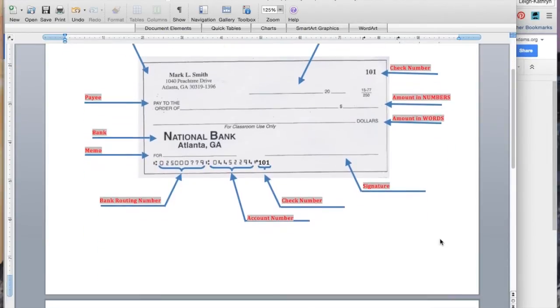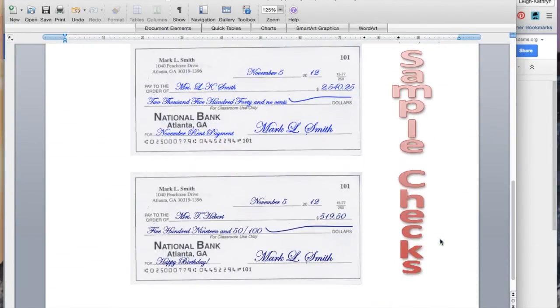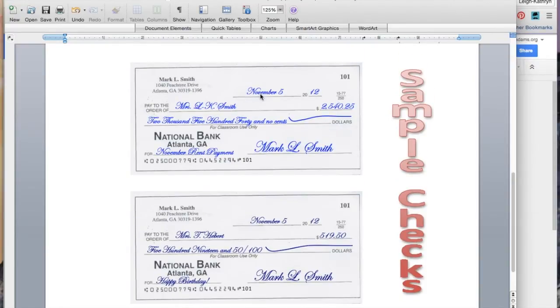If you scroll down, here are some sample checks for you. So again, we've got the date, November 5, 2012, and who the check is being written out to, the payee. This is where the check amount is written in numbers, 2,540.25, and then it's written out in words, 2,540 and no cents. Now you don't have to put the word dollars here because dollars is already here. So this is one method, and no cents is one method of writing it.